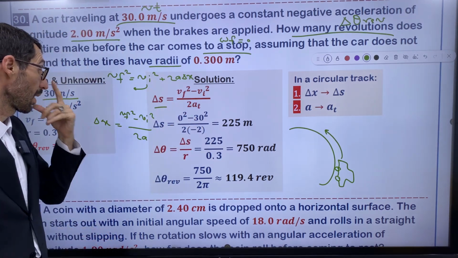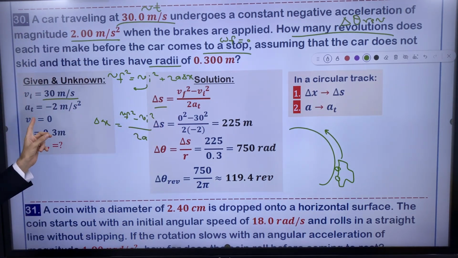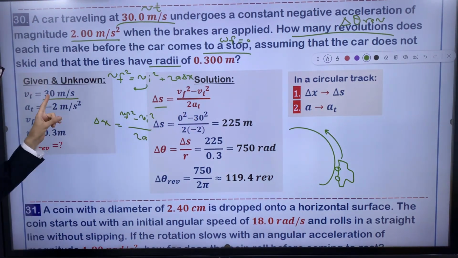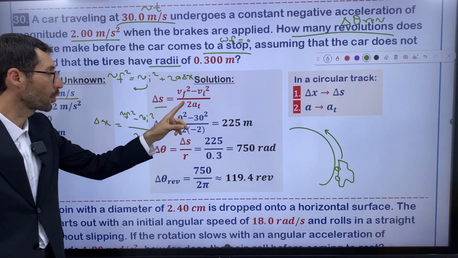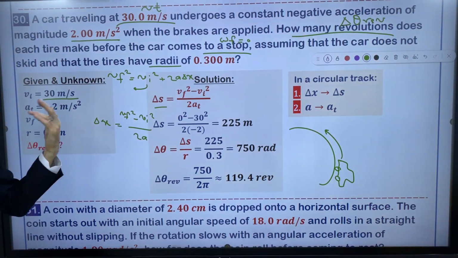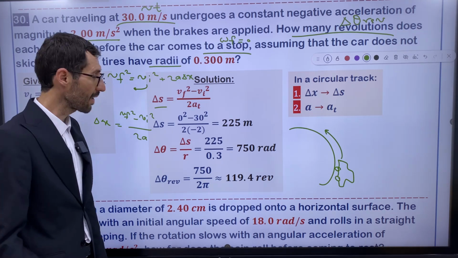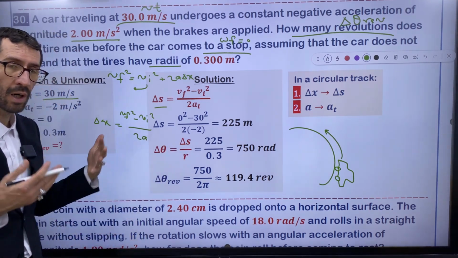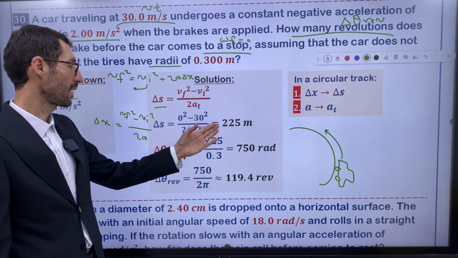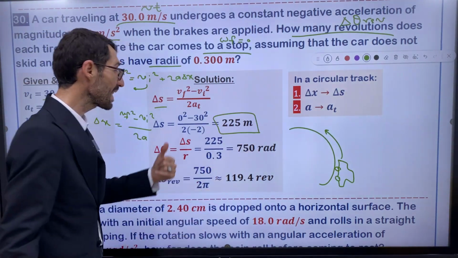Delta s is equal to 0 squared, because it says eventually the car stops, minus initial velocity 30 squared, divided by 2 times aT, which is negative 2 meters per second squared. It says negative acceleration. So the answer will be positive because numerator and denominator are both negative. They cancel out each other, and the answer will be 225 meters. Teacher, are we done? No. This is delta S.